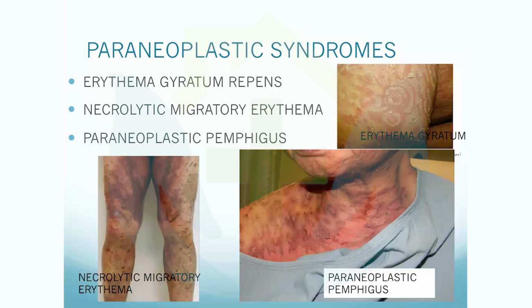It is important to identify these diseases early so that you can look for some malignancy and the patients can be treated. Paraneoplastic pemphigus, again: elderly patients presenting with pemphigus, do look for malignancy. Primary malignancy could be lung, stomach. You have to look for any malignancy inside in order to rule out this association.